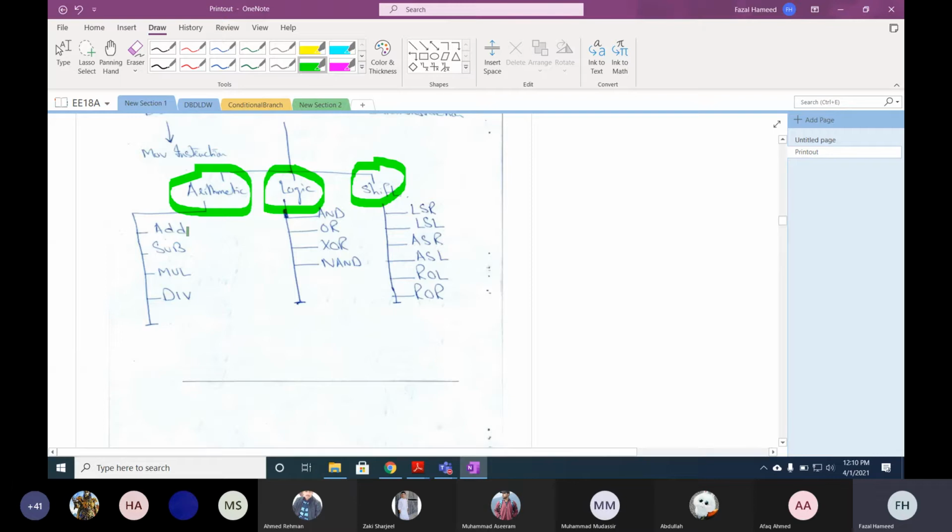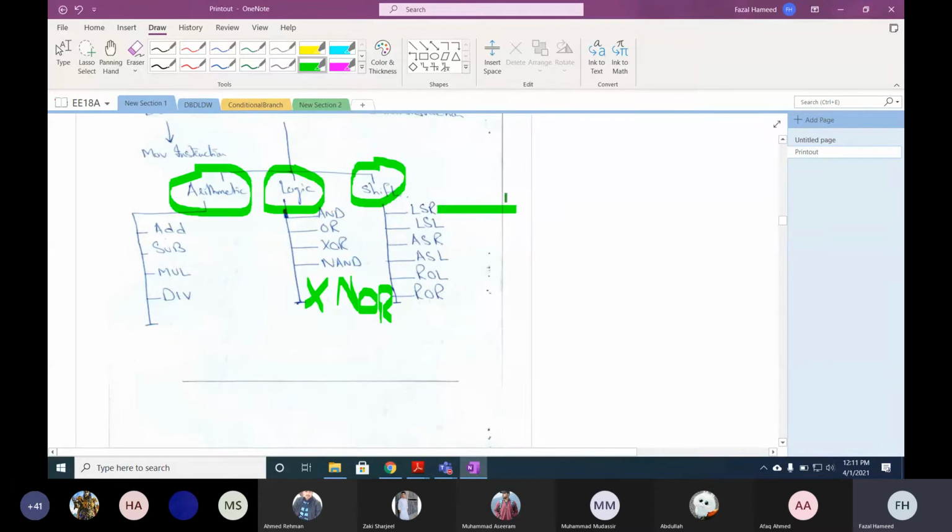And now we also have logical instructions: a logical AND, a logical OR, a logical exclusive OR, and it can also be exclusive NOR. There can be a lot of logical instructions. And then there are other instructions that are called shift instructions.